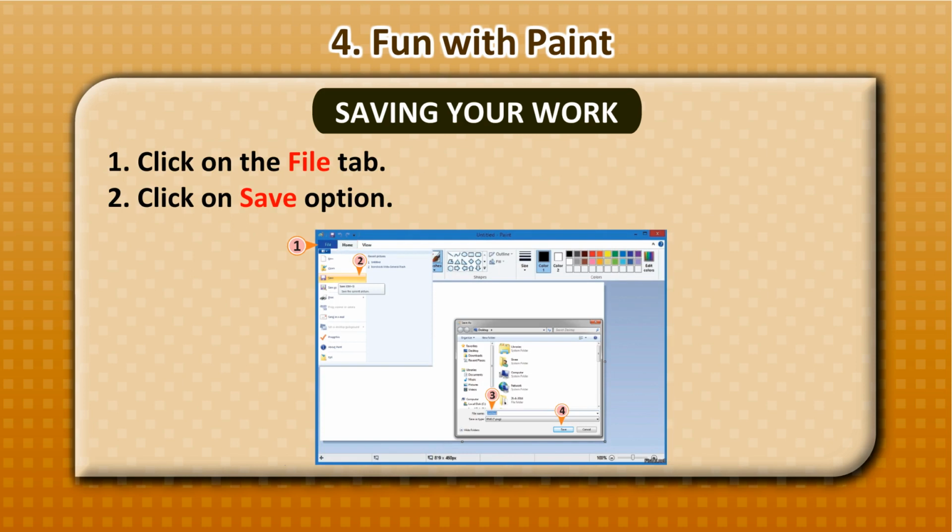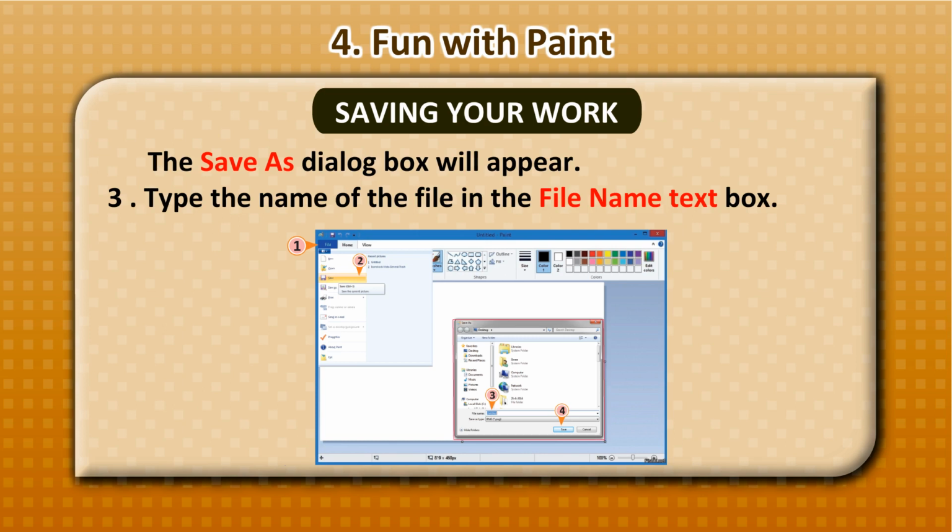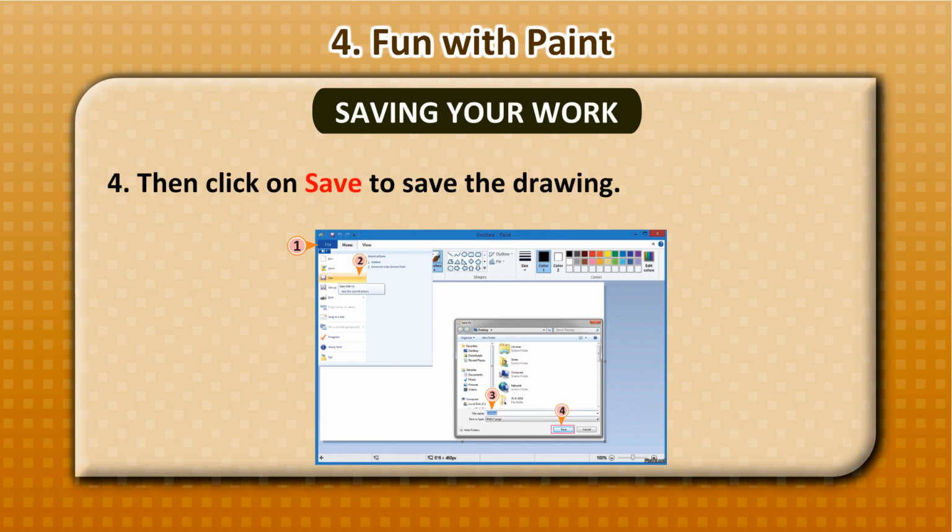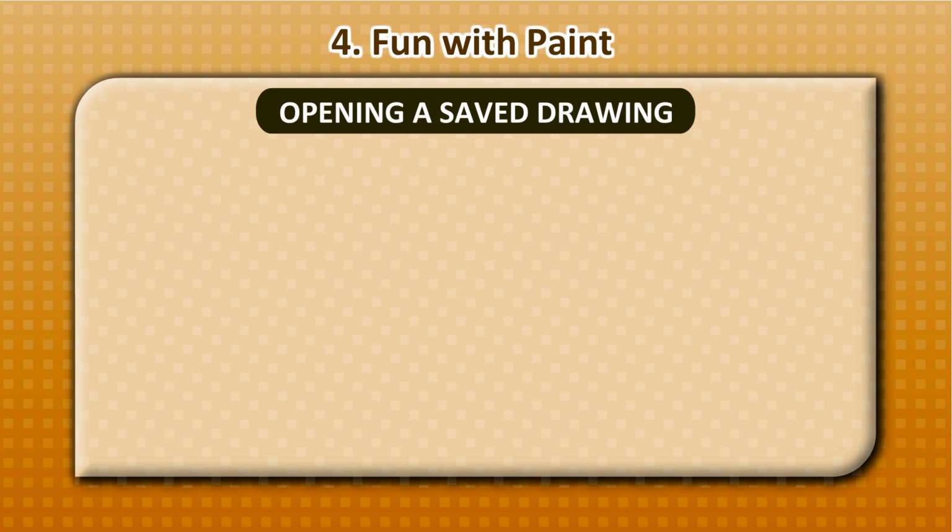1. Click on the File tab. 2. Click on Save option. The Save As dialog box will appear. 3. Type the name of the file in the File Name text box. 4. Then click on Save to save the drawing.